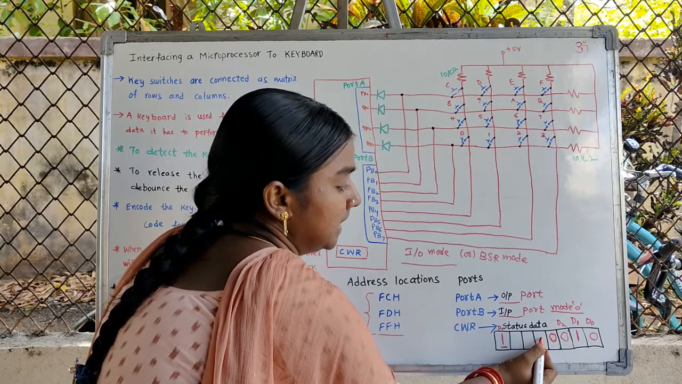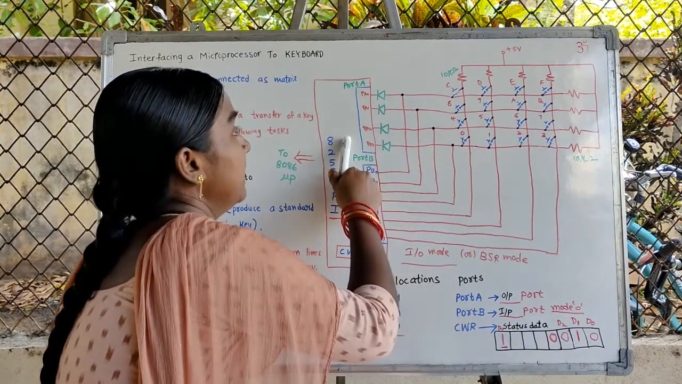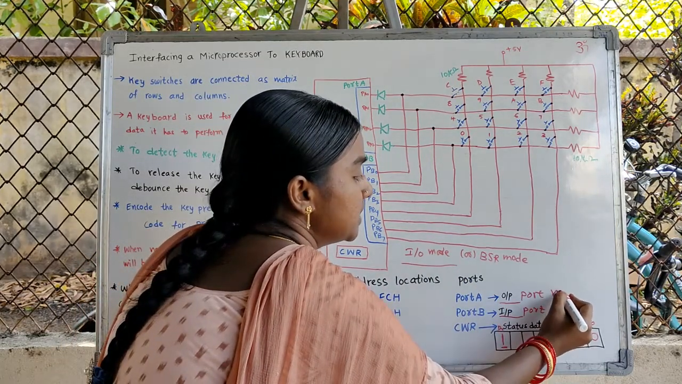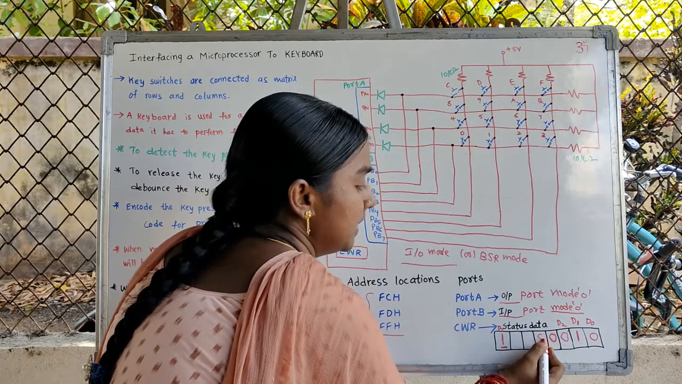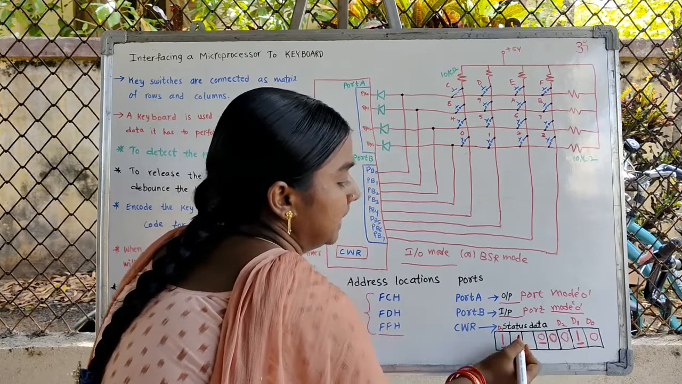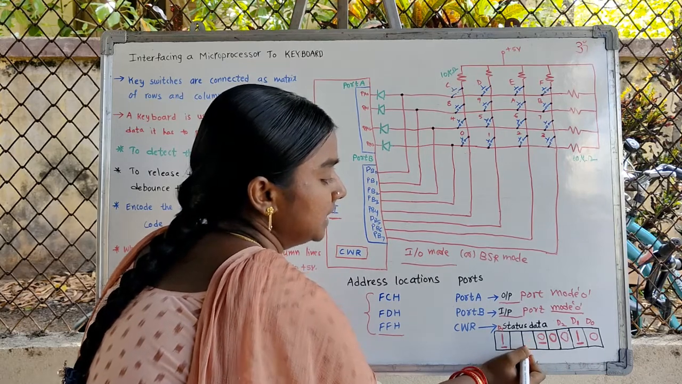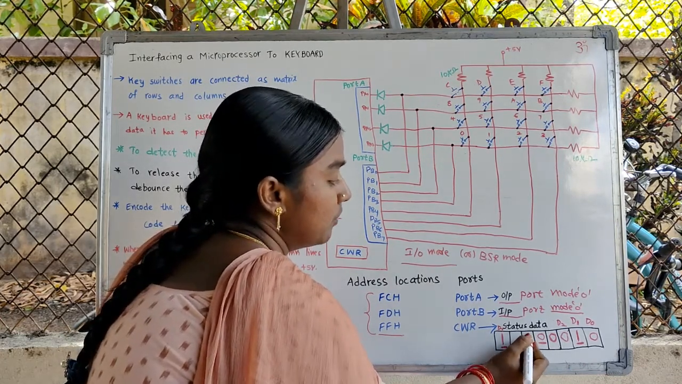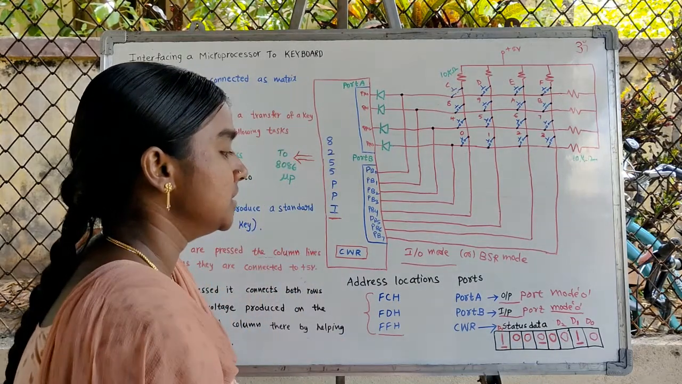Next, the D4 bit indicates port A. Here we are using port A as the output port in mode 0, so this is an important bit. The next 2 bits, D6 and D5, indicate the mode selection. Here the mode selection is mode 0, so these 2 bits will be 0 and 0.